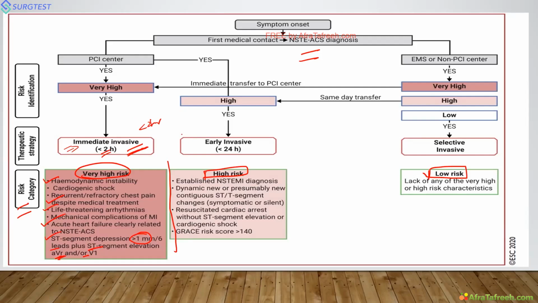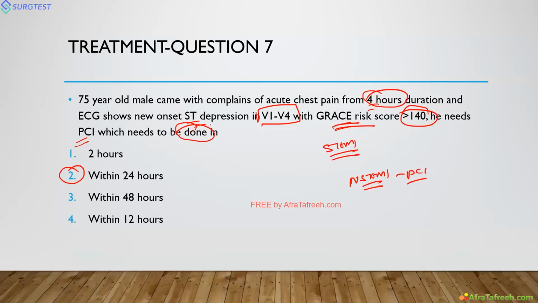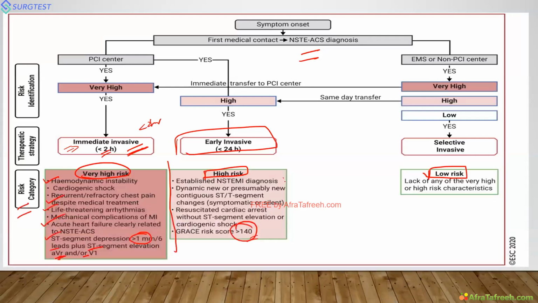The next category is early invasive, which was the question discussed before. It means the Grace risk score, which you can read about. It applies whenever it is more than 140. Whenever a patient, the same patient, has an established NSTEMI diagnosis, if he is TROP-T positive, it is NSTEMI. So an established NSTEMI diagnosis, dynamic changes, resuscitated cardiac arrest without ST elevation or cardiogenic shock. All these patients should be taken to the cath lab within 24 hours.